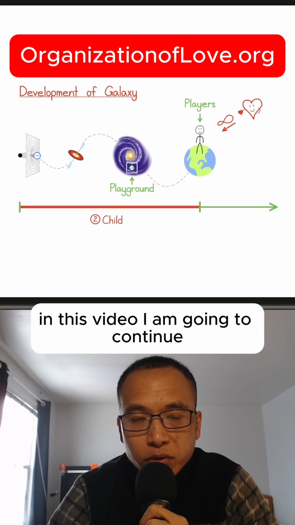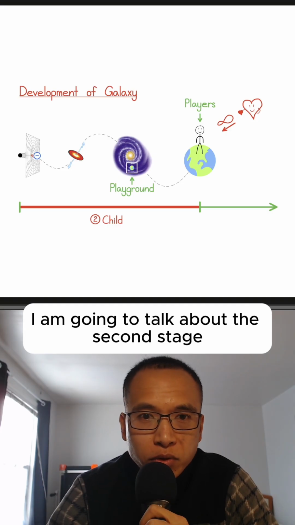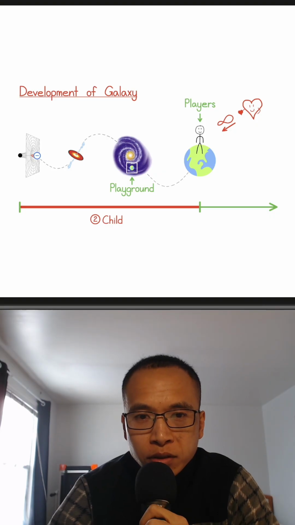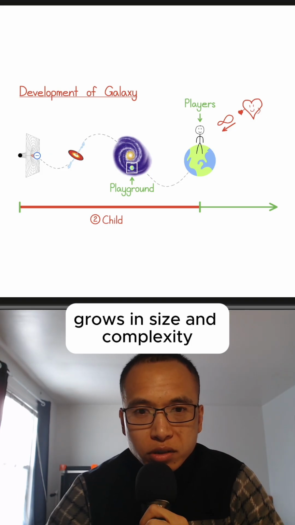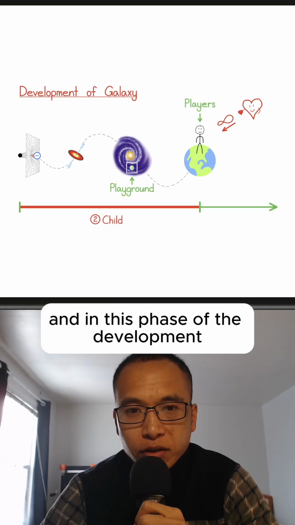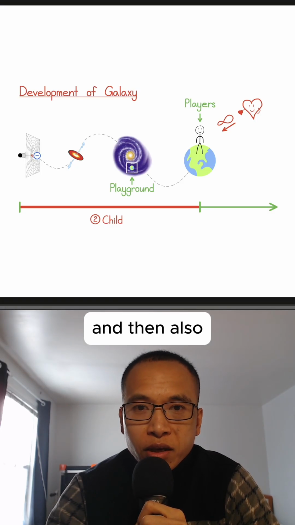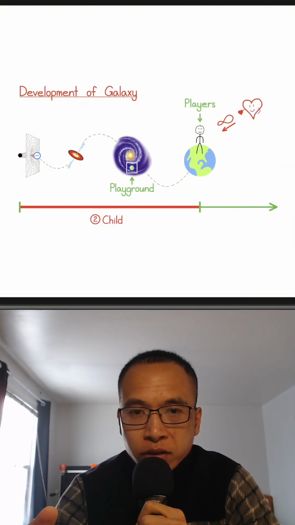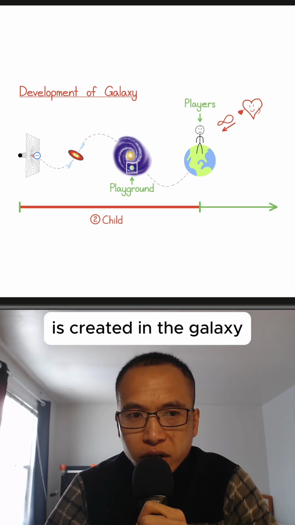In this video, I am going to continue with the cosmology of our belief system. I'm going to talk about the second stage in the development of the galaxy. This is where the galaxy grows in size and complexity. And in this phase of the development is where the chosen playground is created. And then also the player form on the playground is created. So first I will talk about how the playground is created in the galaxy.